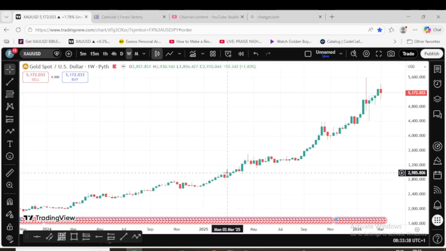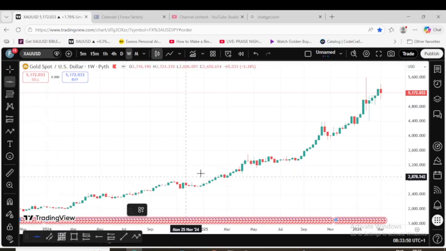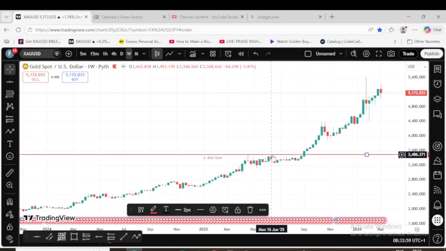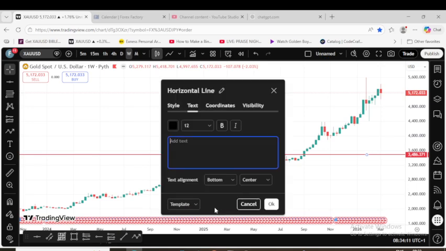Good morning, everyone. Today we're going to be doing a top-to-bottom analysis on gold, US dollar, or XAUUSD. As usual, we'll start by identifying our zones, which are essentially support and resistance levels on higher time frames. So wherever we have a support level on the weekly, daily, and monthly time frames, we collectively refer to that as a zone.